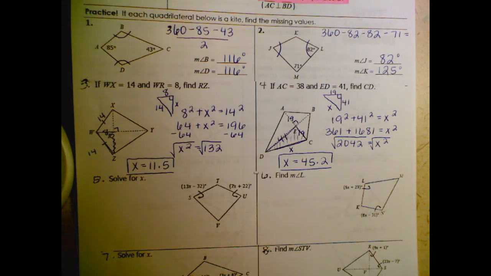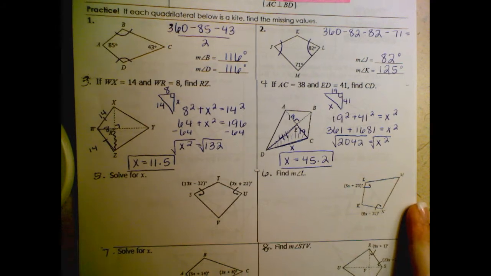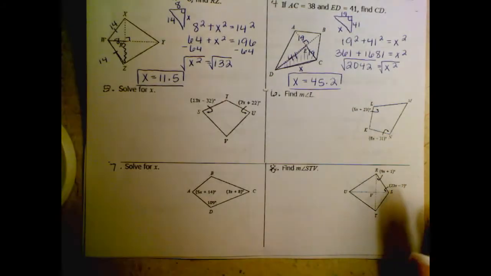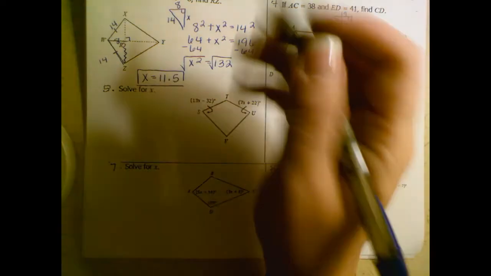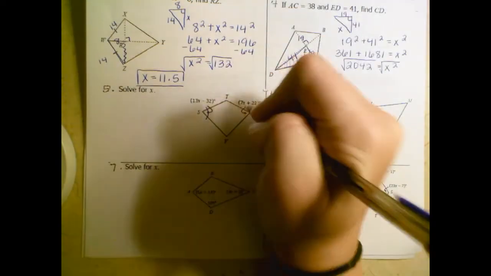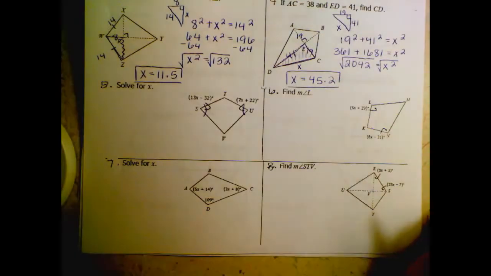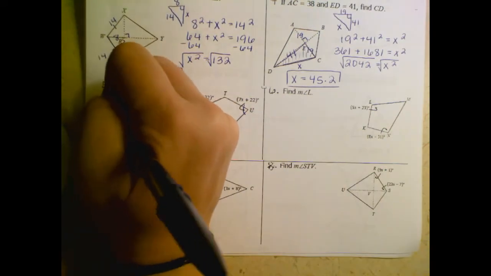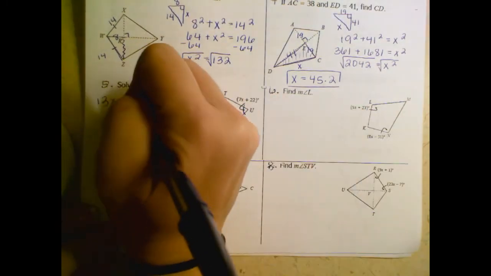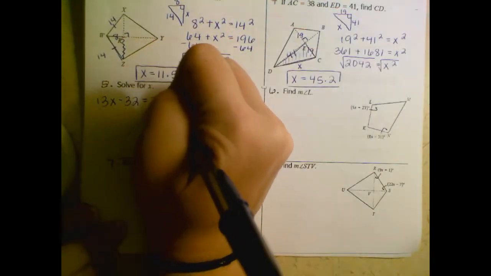All right, looking at number 5. So number 5, looking at the properties, I have one pair of opposite angles are congruent. So these two angles are congruent to each other. So I'm just going to put them equal. 13x minus 32 equals 7x plus 22.